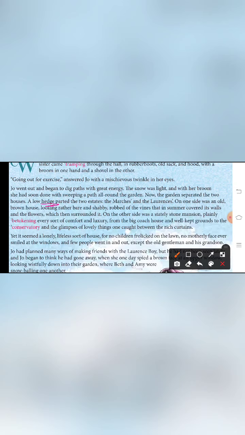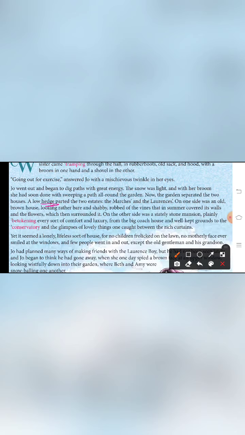On one side was an old brown house looking rather bare and shabby, robbed of vines that in summer covered its walls and the flowers which then surrounded it. On the other side was a stately stone mansion, plainly betokening every sort of comfort and luxuries, from the big coach house and well-kept grounds to the conservatory and the glimpses of lovely things one caught between the rich curtains.